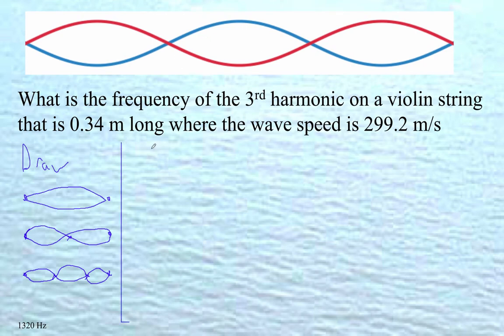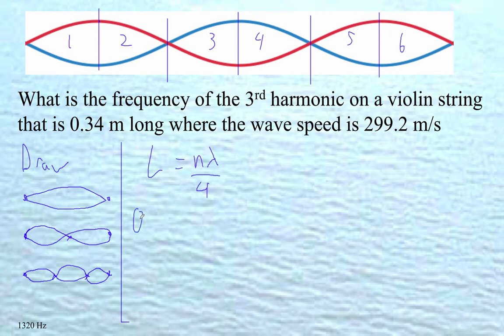The next thing is we're going to set up our L as n lambda over 4. So we have to count how many quarter wavelengths, right? So there's 1, 2, 3, 4, 5. Looks like there's 6 quarters here, right? 1, 2, 3, 4, 5, 6 quarters. So I'm going to say 0.34 is 6 quarter wavelengths.